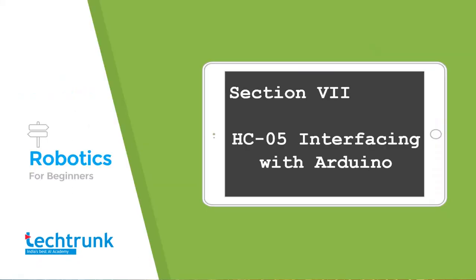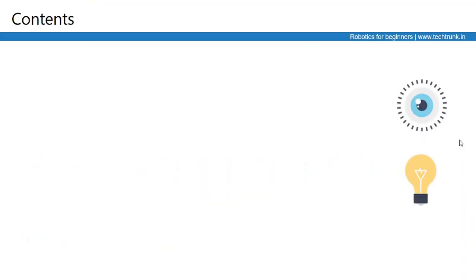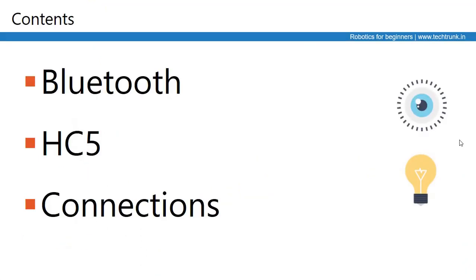In this video, we'll be discussing the Bluetooth module HC05 and interfacing HC05 with Arduino Uno. In the content of this video, we'll be discussing the Bluetooth technology, the HC05 Bluetooth module, and the connections, that is, how we connect the HC05 module with the Arduino Uno board that we are using for our robotic system in this course.